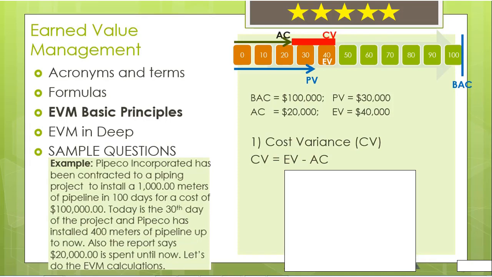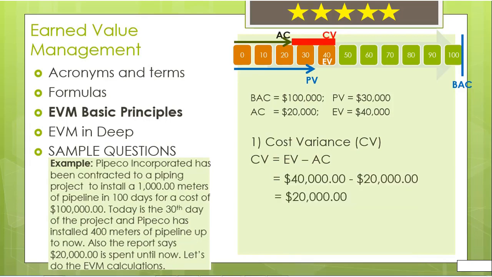Therefore, by subtracting actual cost from earned value, we will see the difference between what we should spend and what we actually spent. If this value is positive, then this means we have spent less than we should spend until now, which is good. Let's place the values onto the formula. EV equals $40,000 and AC equals $20,000. Therefore, 40,000 minus 20,000 gives us $20,000, which is the cost variance.